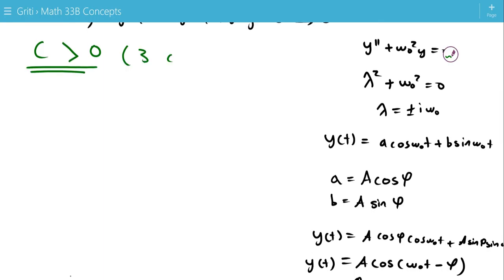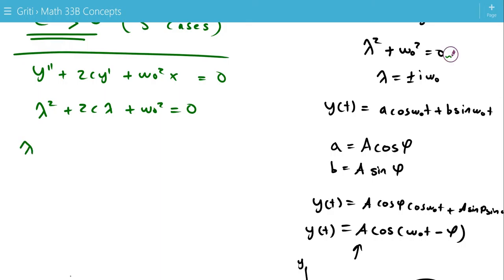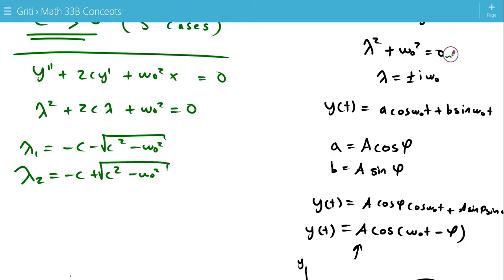There are 3 cases. So before we go into the 3 cases, we will look at the characteristic equation, or characteristic polynomial for this equation. That's going to be lambda squared plus 2c lambda plus omega naught squared equals 0. Using the quadratic equation, we get 2 solutions. We get lambda 1 equals negative c minus the square root of c squared minus omega naught squared. And we get lambda 2 equals negative c plus the square root of c squared minus omega naught squared.